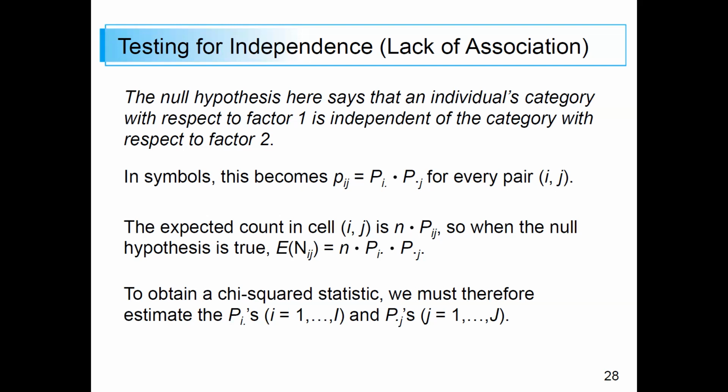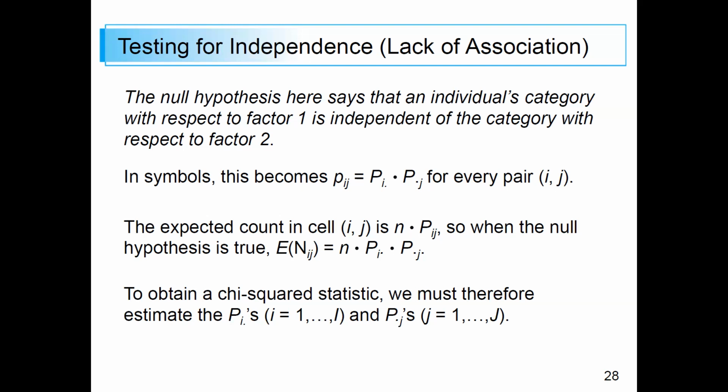In this situation, all we know is that row I contains all of the individuals in that row. It does not differentiate between the different columns. Therefore, the Pi dot is a probability that can be estimated based on the sample proportion of individuals in the ith row.